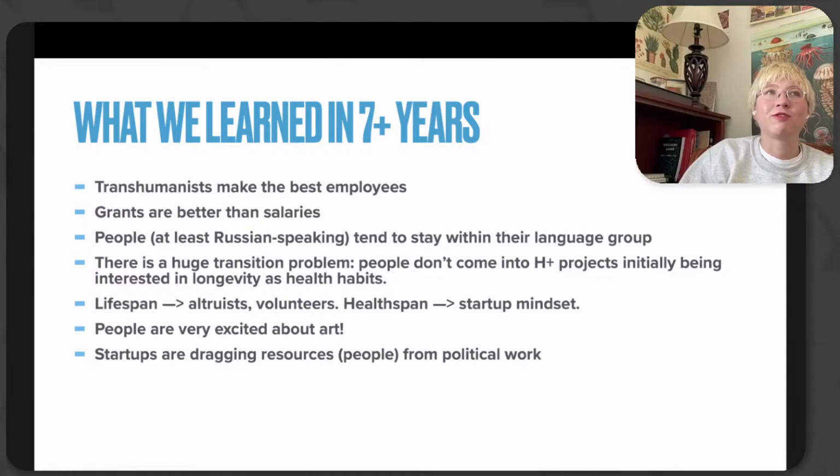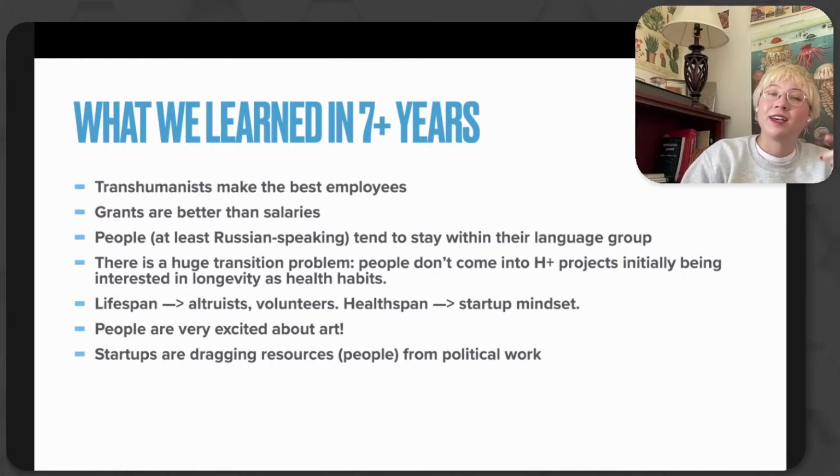Let's talk to the general public in a safer wording. Let's talk about health span. Well, some of them will be interested in something in longevity, but there is a huge risk that they will stay interested only in that part, and they won't go into, I don't know, advocacy work or research work.